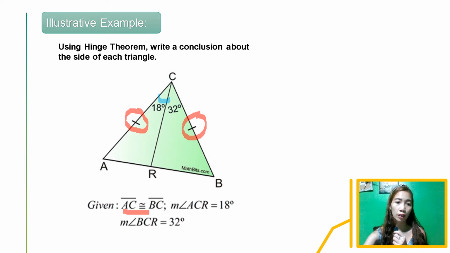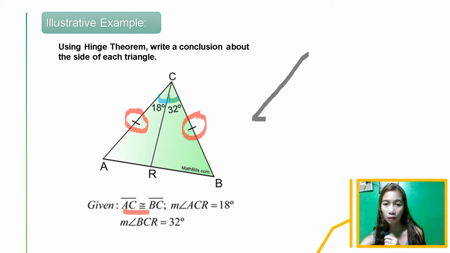And the other one is angle B, BCR, which is 32 degrees. So how are you going to make a conclusion? As you can see here, there is a common side, the two triangles share one side. If you write them separately, so you won't get confused, that will be, okay.